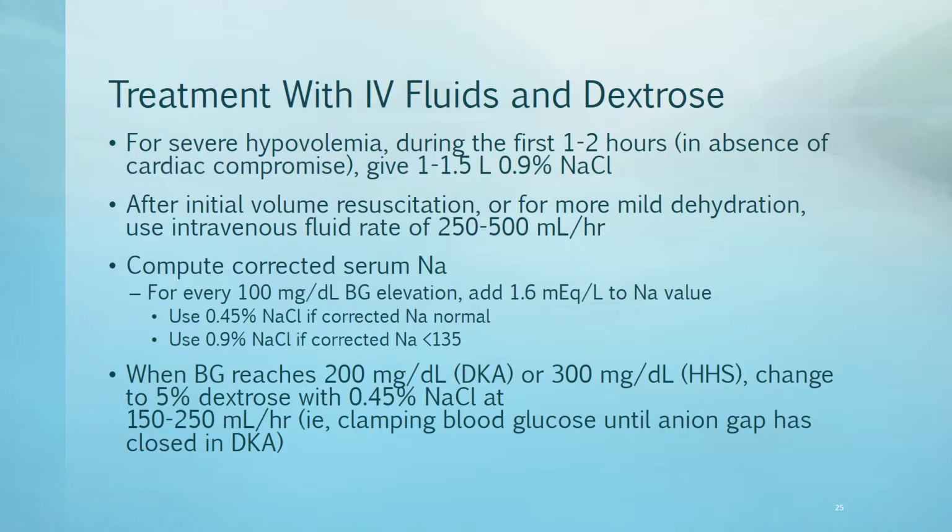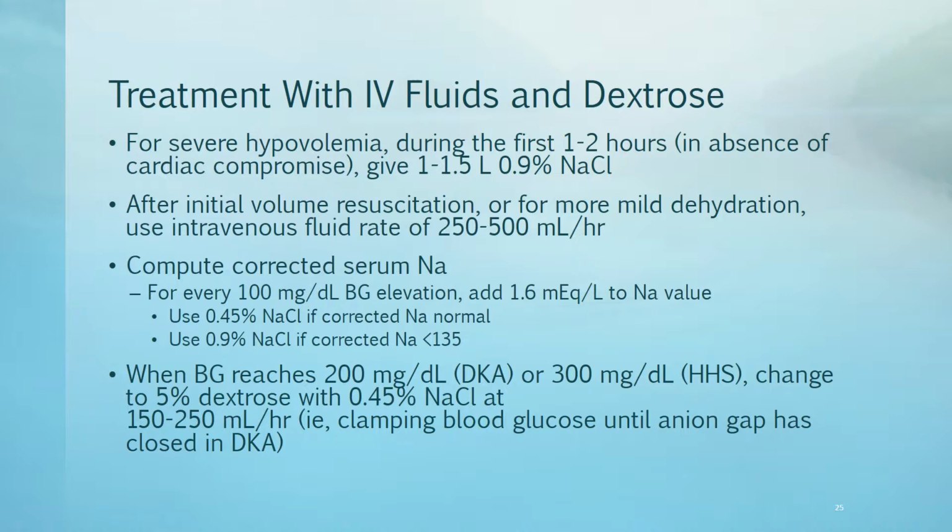Once we start correcting our electrolytes, we're going to make changes in fluid. We might even use half normal saline, it just depends on whatever the doctor orders. When the blood glucose reaches about 200, or even 300, we're going to go ahead and change to 5% dextrose in half normal saline. Just depends on whatever the doctor has ordered. And the reason why we do that is because we don't want our patient to go into severe hypoglycemic states. The rate will be 150 to 250 per hour, and we're going to be checking our blood glucose every hour.